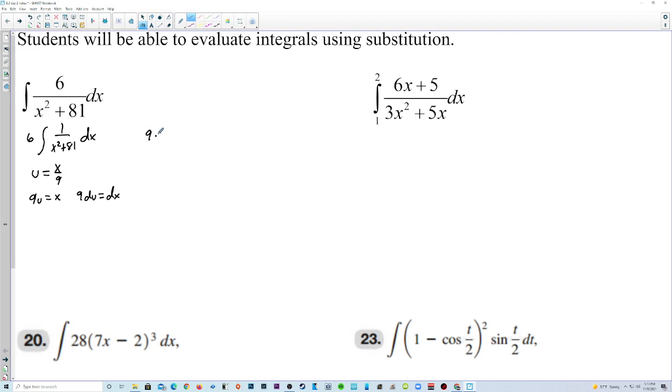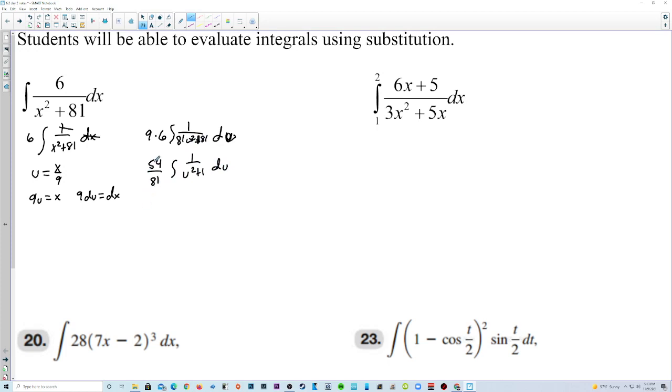Let's go 9 times 6 integral du. So we replaced 1 dx with 9 du. And then we have 1 over, and if we put 9u in for x, we'll have 81u squared plus 81. Let's factor out an 81. We have 54 over 81, integral of 1 over u squared plus 1, because we factored out the 81 here. Well, now that's inverse tangent.